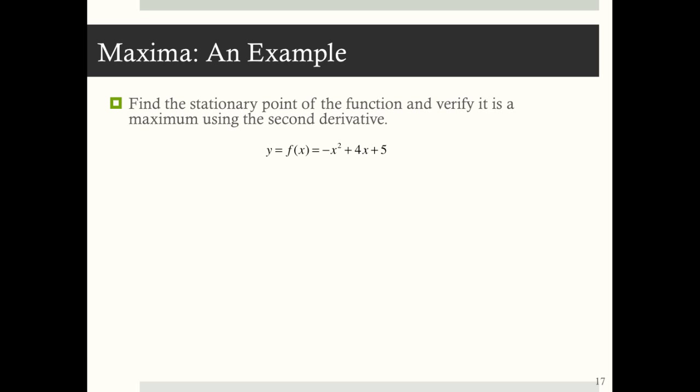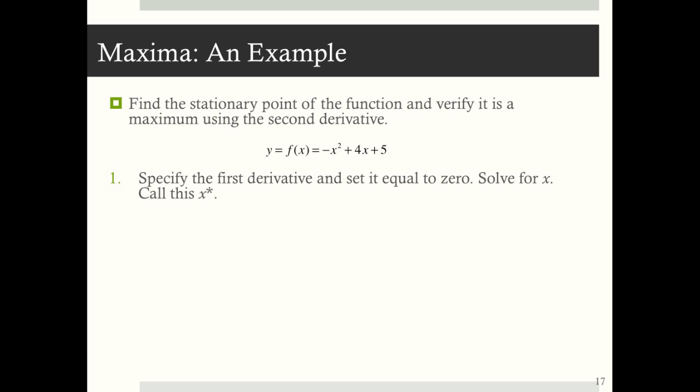So for example, let's find the stationary point of the function and verify that it's a maximum using the second derivative. So here's the function y is equal to negative x squared plus 4x plus 5. So here are the steps that we're going to follow. First, we're going to specify the first derivative and set it equal to 0. That's that first order condition. And then we're going to solve for x. We're going to call this outcome x star. Then we're going to evaluate the function at x star to find y star.